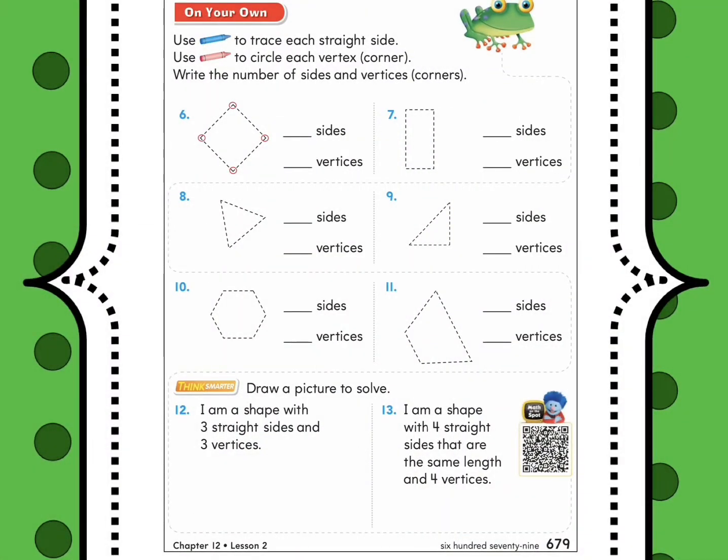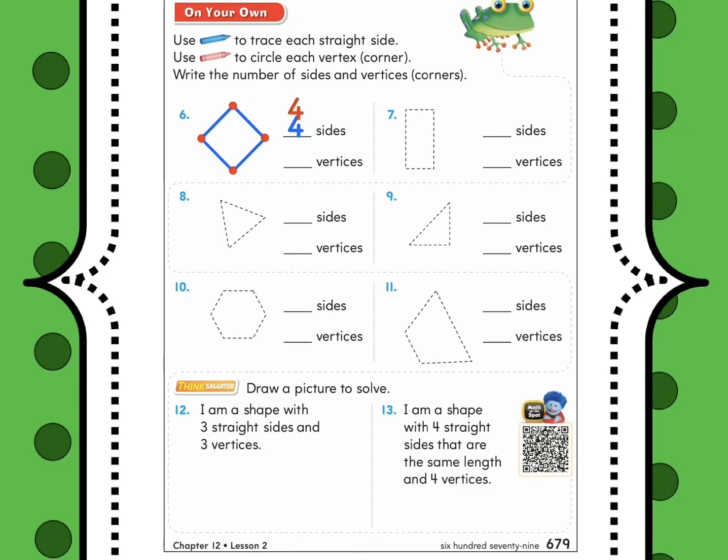It's time to practice now in our book. Use blue color to trace each straight side, and use the red crayon or color to circle each vertex or each corner. Write the number of sides and vertices in each one. Question 6 shows a square. Look at the sides of the square. They are 4. Look at the vertices.